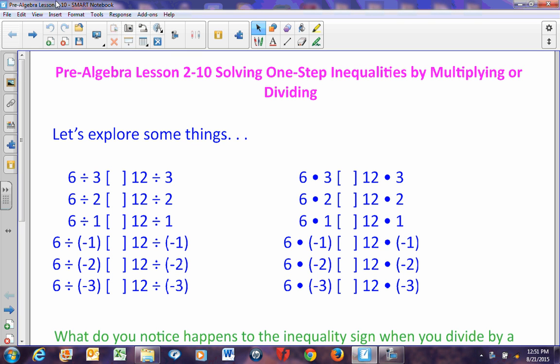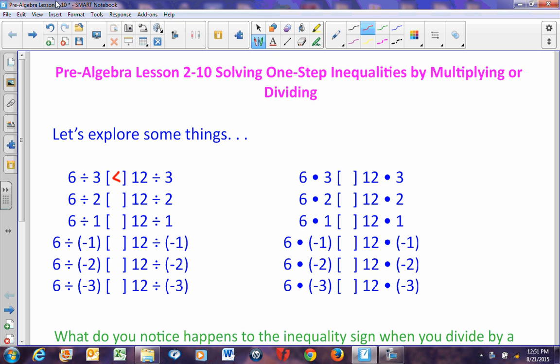This is free algebra lesson 2-10, solving one-step inequalities by multiplying or dividing. Let's take a look at some things. Let's say we have the following problem. 6 divided by 3, that becomes 2. And 12 divided by 3, that becomes 4. 2 is less than 4, so let's put a little less than symbol in here.